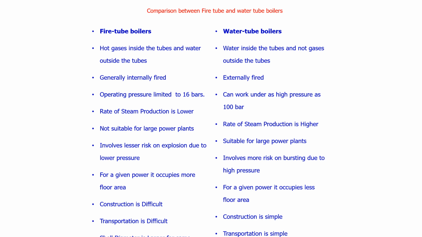Construction is difficult in the case of fire tube boilers. Construction is simple in the case of water tube boilers. Similarly, transportation is also simple in the case of water tube boilers, whereas transportation is much more difficult in the case of fire tube boilers.